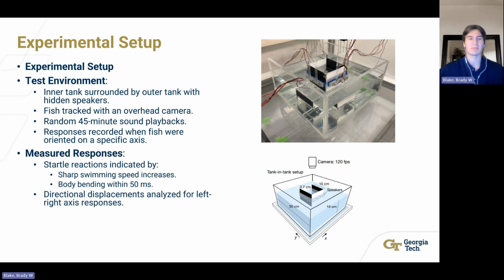Here's the experimental setup seen on the right here. We have an inner tank surrounded by an outer tank with hidden speakers, and black and white walls to keep the fish oriented. It was found that they prefer a certain direction based off the color. We measured the responses with a camera above and measured startle reactions, sharp swimming or bending.